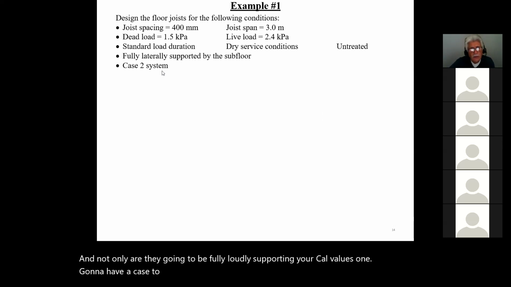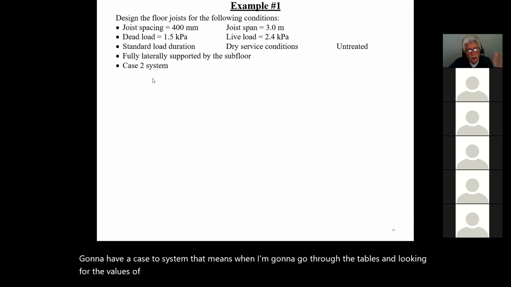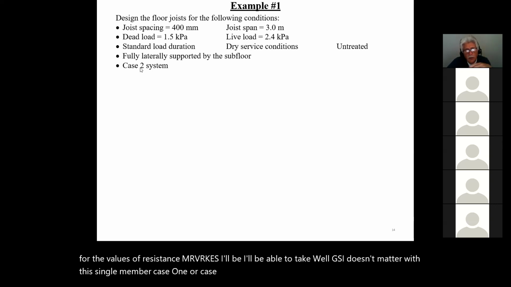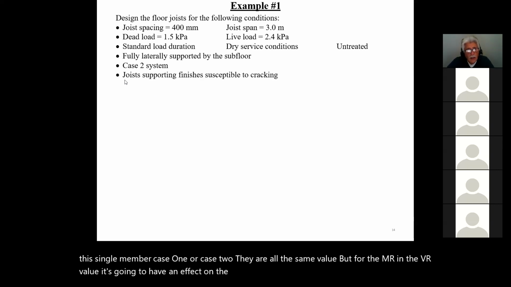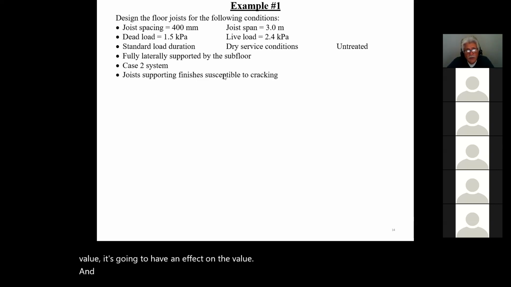That means when I'm going to go to the tables, I'm looking for the values of resistance, MR, VR, ESI. The ESI doesn't matter whether it's single member, case 1 or case 2, they are all the same value. But for the MR and the VR values, it's going to have an effect on the value. And the joist supporting finishes susceptible to cracking. So what that means is that I have a floor joist here.